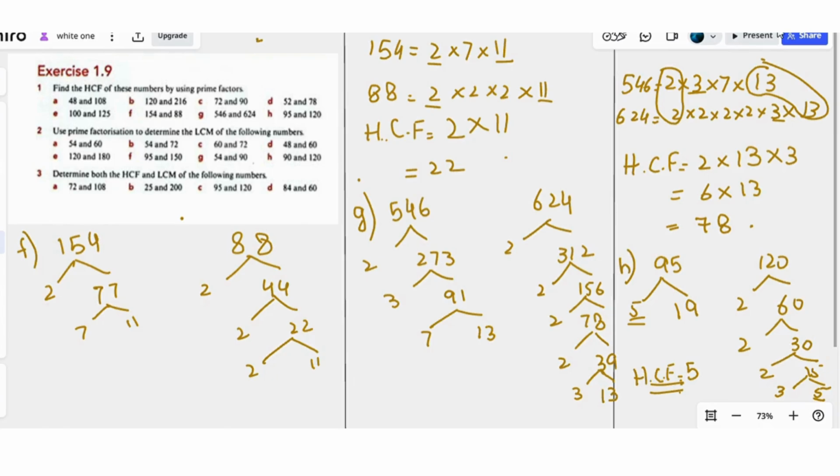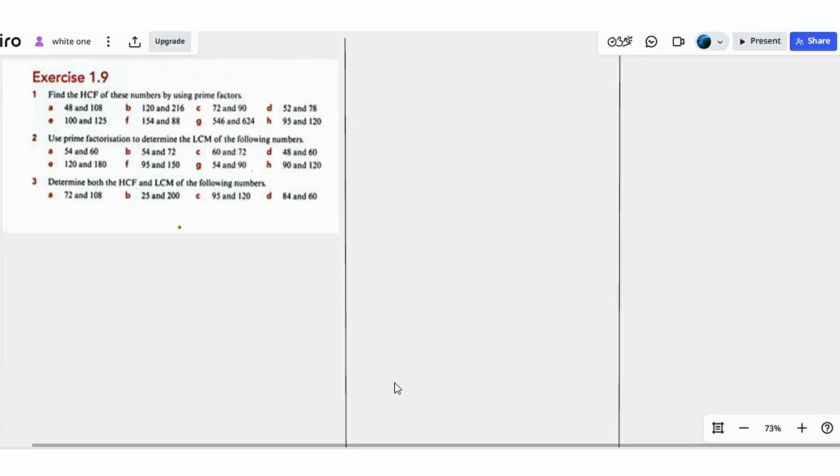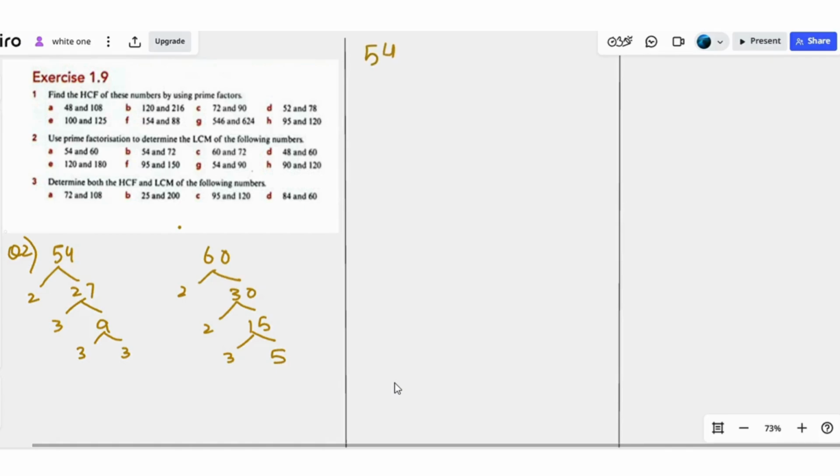Okay, so in question number 2, we have to find the LCM of all these numbers. I will use factor tree method here. 54 and 60. There's a slight difference in LCM and HCF using factor tree method. We'll jot down all the prime factors first.